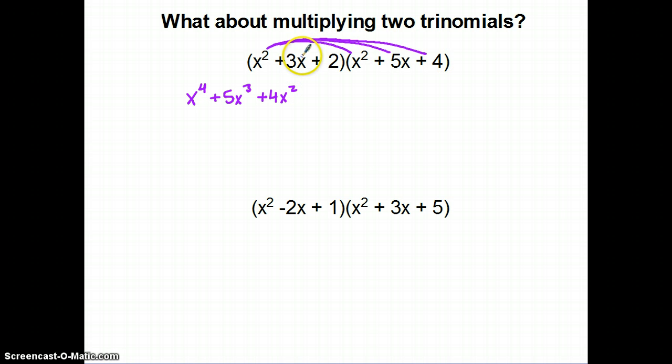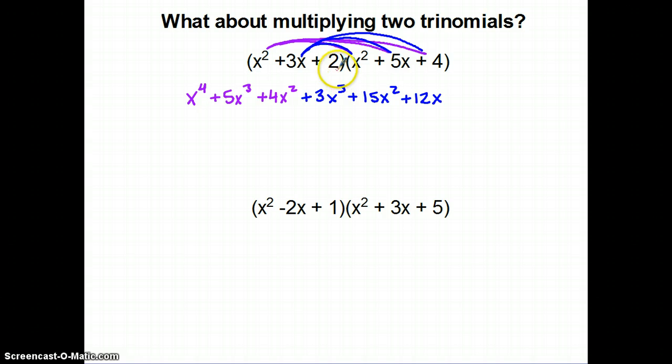Moving on to my next term, I'm going to multiply 3x by everything in the other set of parentheses. 3x times x squared gives me a positive 3x to the 3rd power. 3x times 5x gives me positive 15x squared. And 3x times positive 4 gives me positive 12x.